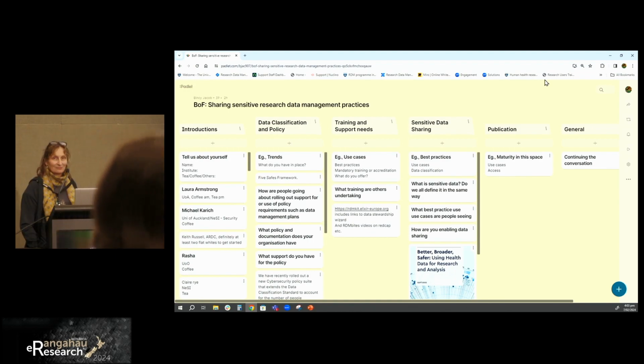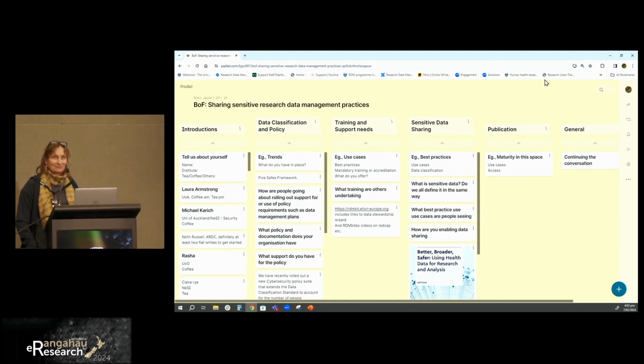Is anybody responding to the NIH's request for sub-awardees to hand over data regularly? Wallace, how's that going?